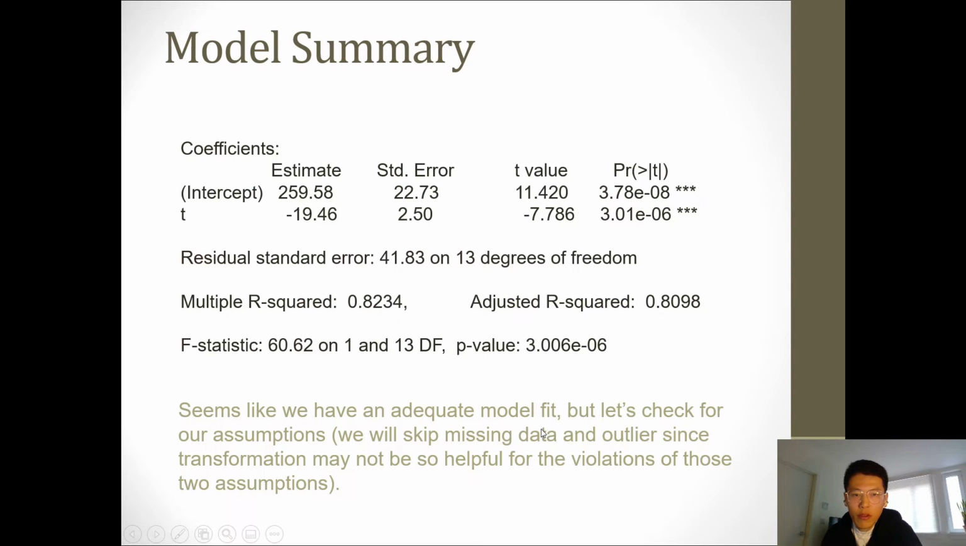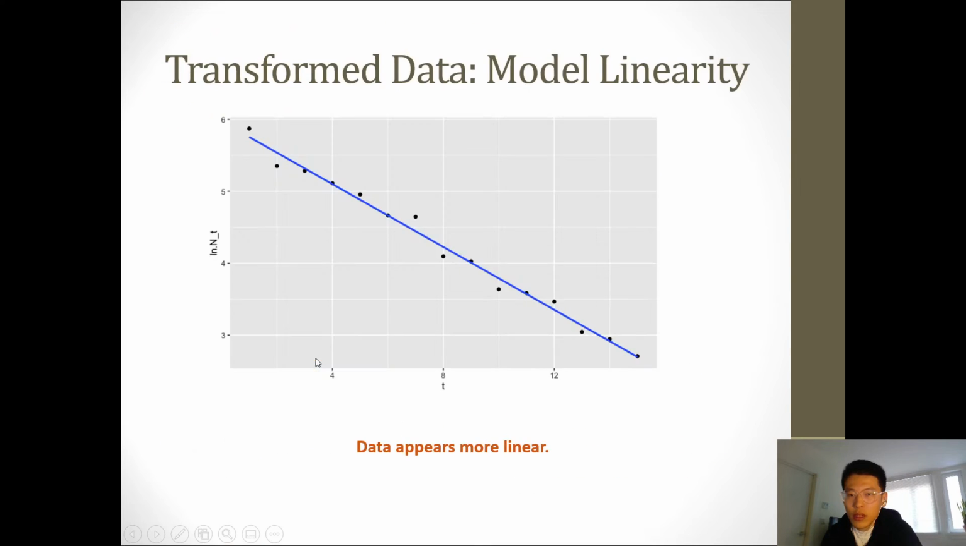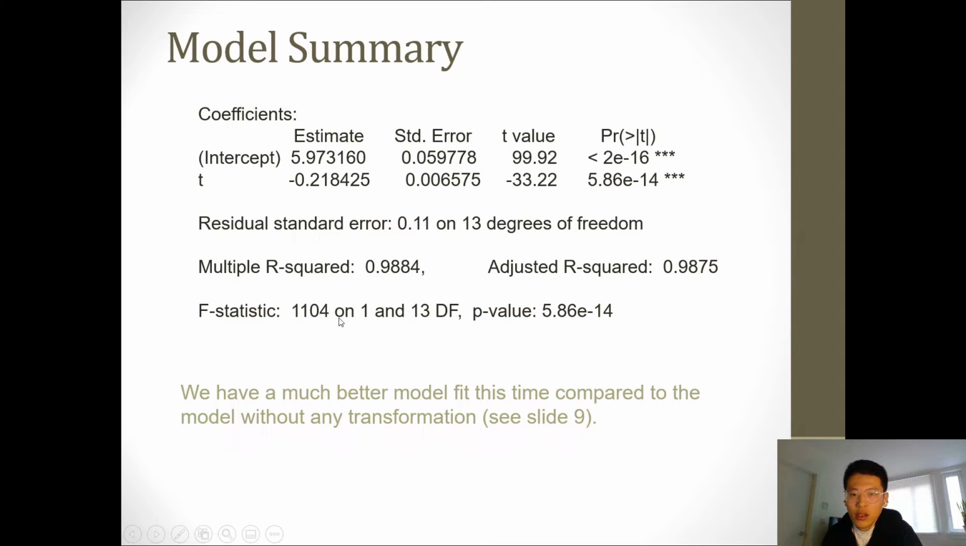Let me see. Okay, so here is the model before. We only have 0.82 R square, and our F test value is just 60. But here you can see we have a very large F value, and 98% of the variance explained by T already. So it's pretty good.